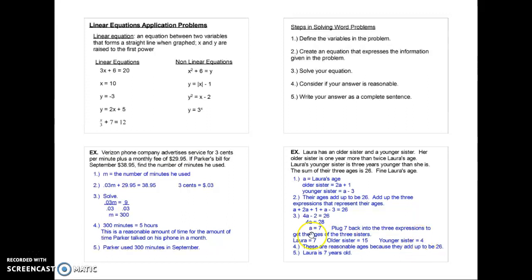And if you double check, 7 plus 15 plus 4 equals 26. So that portion is correct. Now, last step is your final answer. You have to write it as a complete sentence. Always go back to the question. Just reword the question. It said, find Laura's age. So we will say for her answer, Laura is 7 years old. Okay, just write out the answer in word format.